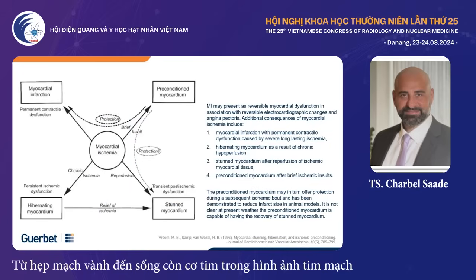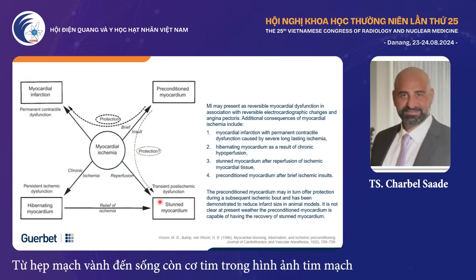So let's take a look at now myocardial infarction. It may present as a reversible myocardial dysfunction in association with reversible ECG changes and angina pectoris. But also, additionally, consequences of myocardial ischemia include myocardial infarction with permanent contractile dysfunction caused by severe long-term ischemia. You could also have a hibernating myocardium, stunned myocardium, or a preconditioned myocardium. So if I had an ischemia, had a preconditioned myocardium, the body goes into protection mode, otherwise you have permanent contractile dysfunction and you have a myocardial infarction. If not, it might go into protection.